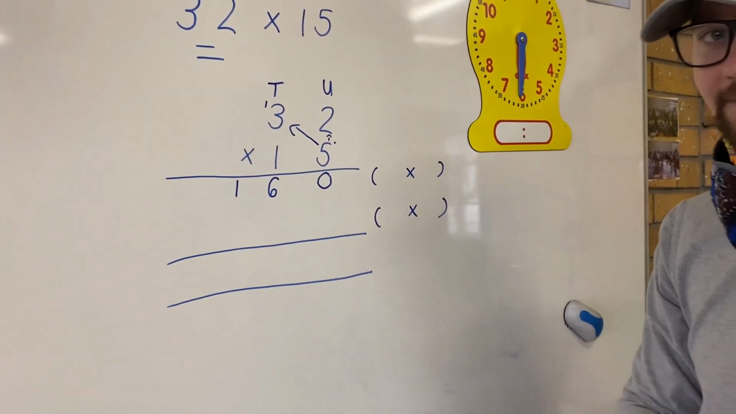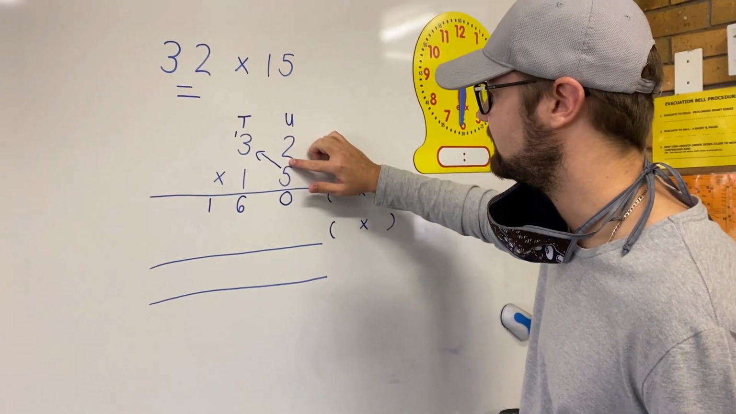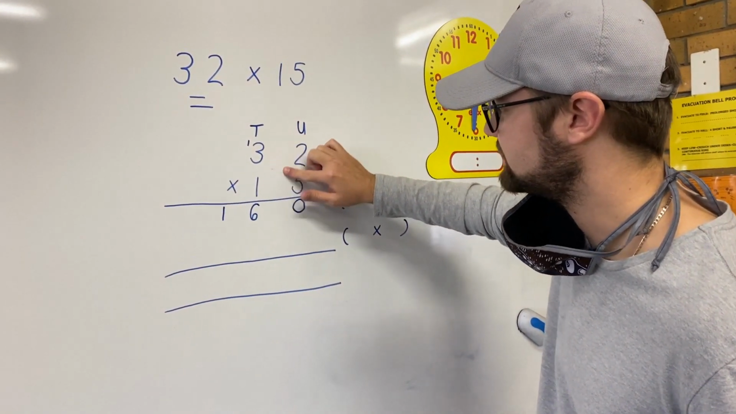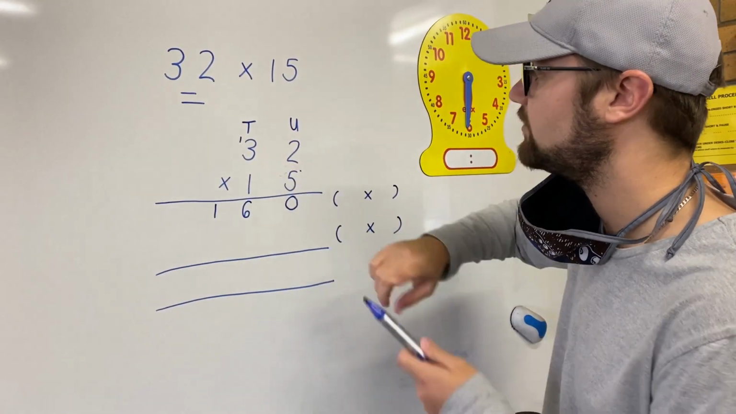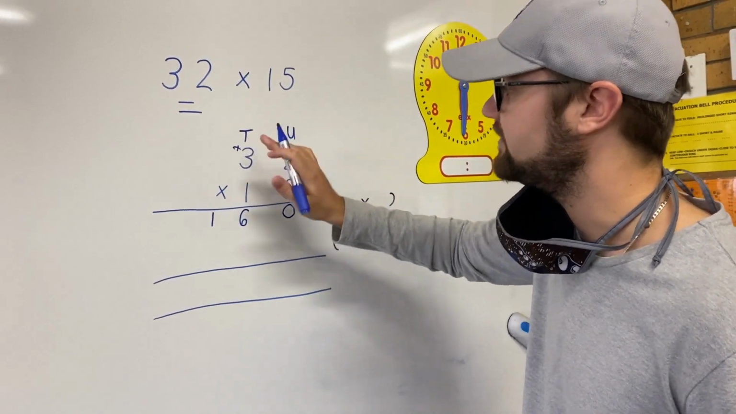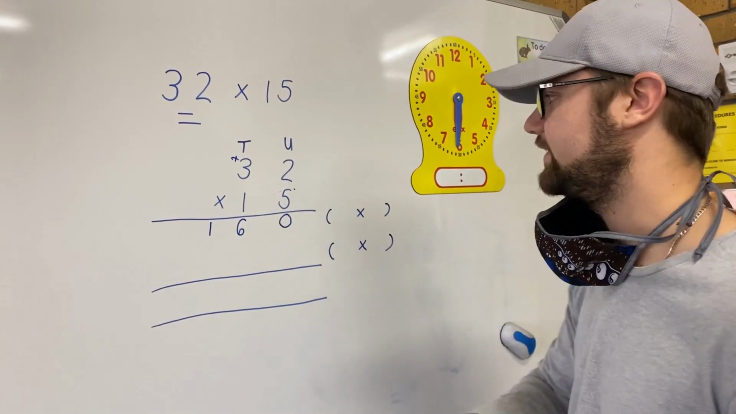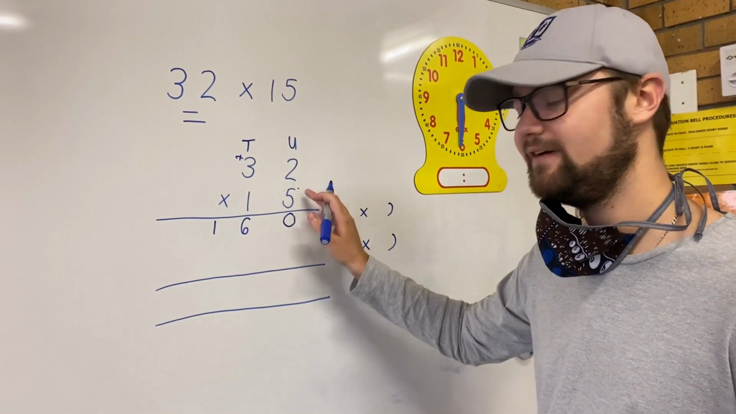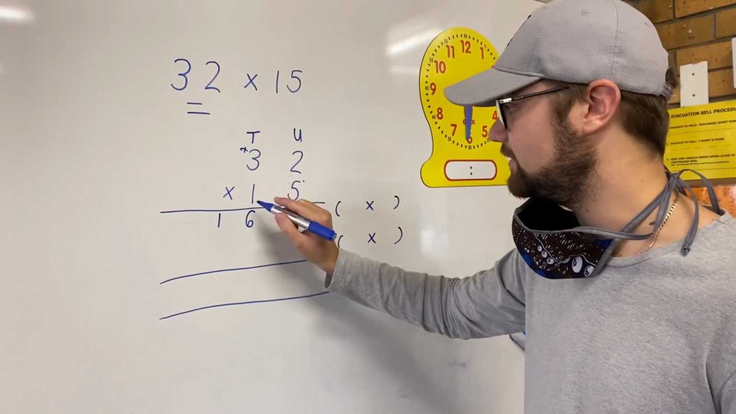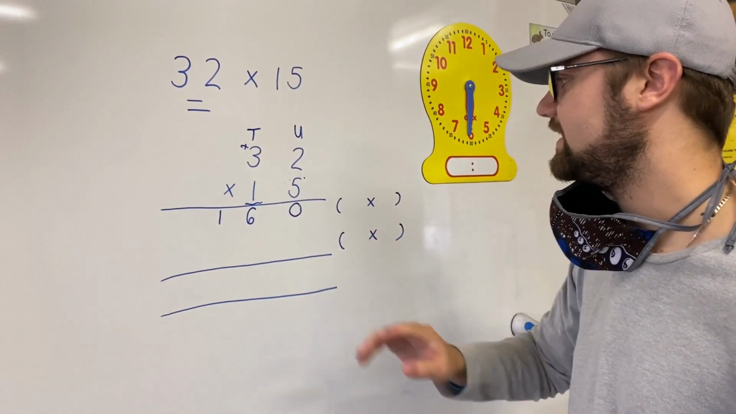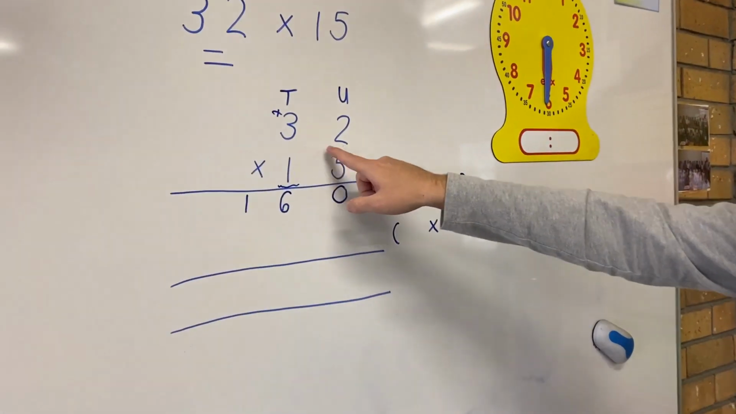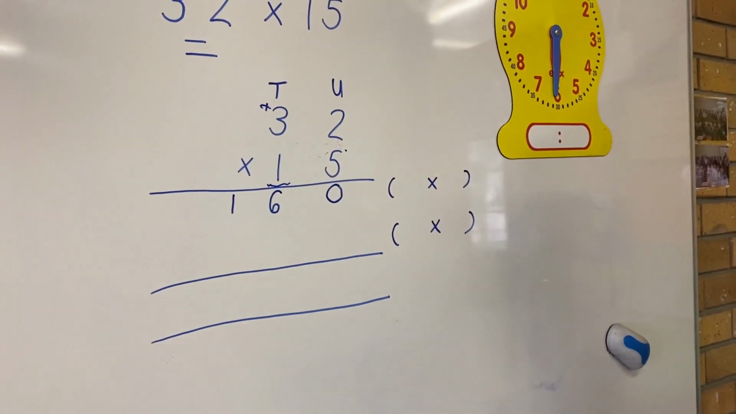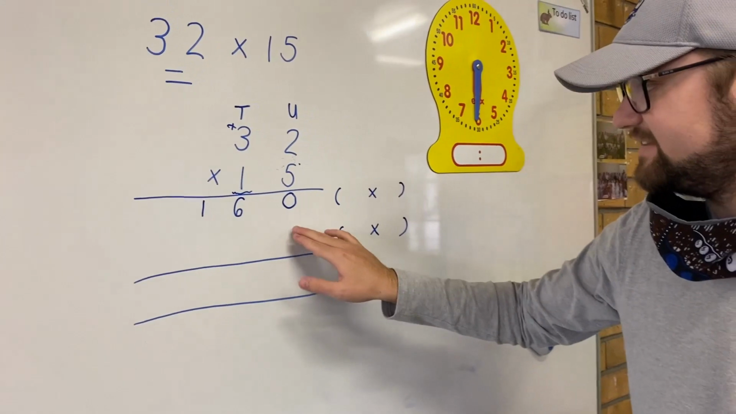Now that we've done that, I'm going to get rid of these arrows just so that they don't confuse you. And I'm going to put a line through this one because we don't need to use it anymore. We are now going to focus not on the 5, but on the 1 in the tens column. So now, before we say 1 times 2 and 1 times 3, what do you think we are going to do in this space over here?